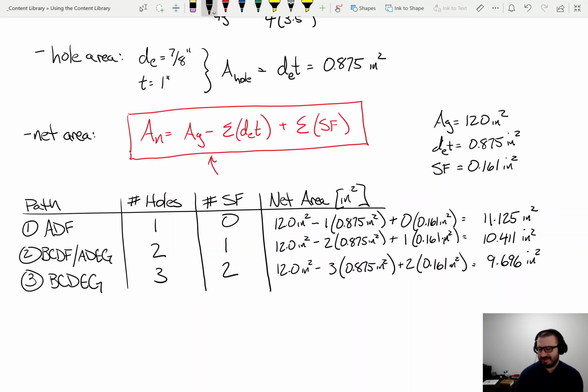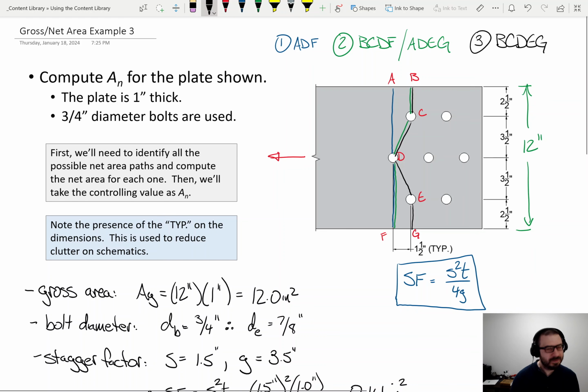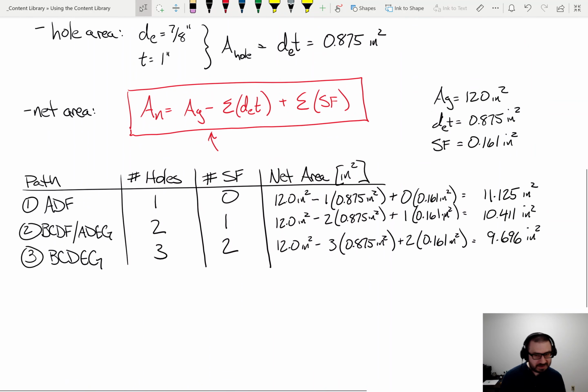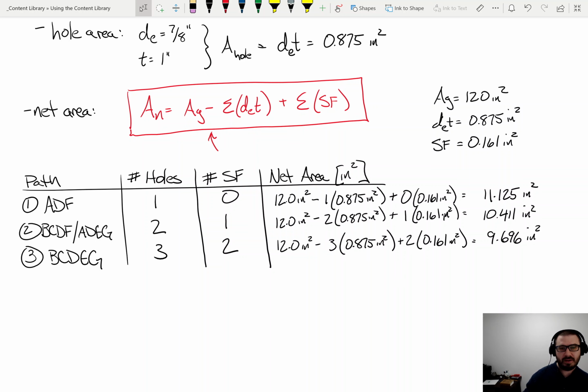Let's take a step back. What did the problem ask? The problem said, compute the net area. I got 3 net areas. Which one do I use? Well, let's talk about that. What we've done is investigate and compute values for all of the potential failure paths that could occur. If the failure occurs along path 1, we have an area. If the failure occurs along path 2, we have an area, etc. So if the question is what's the net area, really the question is which way is this going to fail?